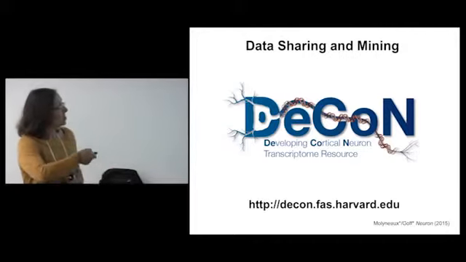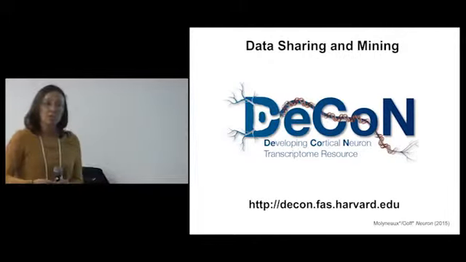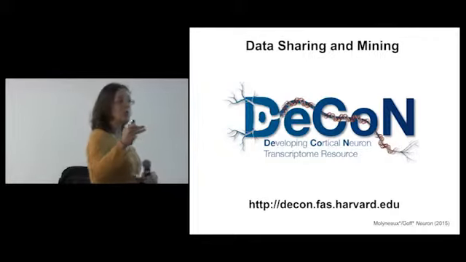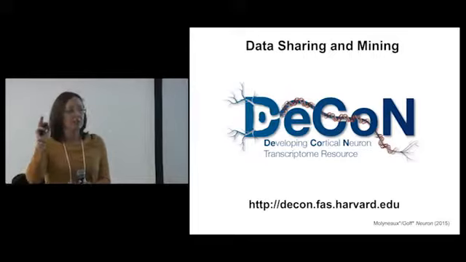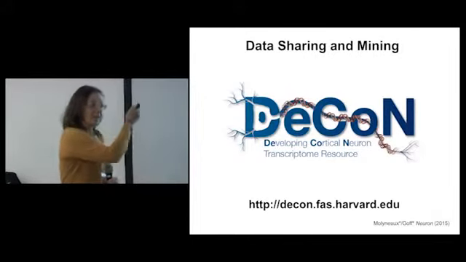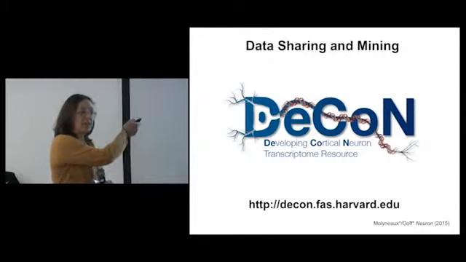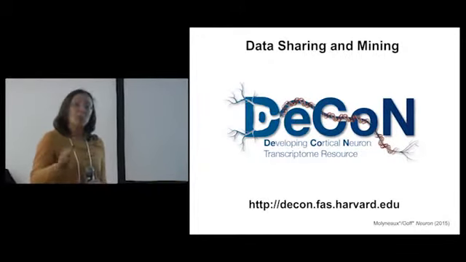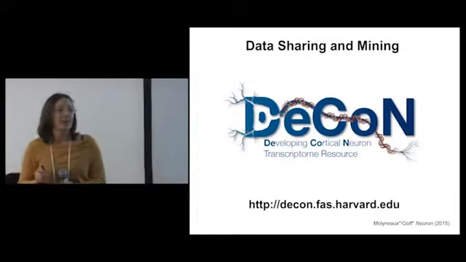The first one of which we call DCON, for Developing Cortical Neuron Transcriptome Resource. This website is an easy-to-use interface where you go in, type in your gene of interest, your neuron of interest, your molecular pathway of interest, and it will pull up the data, of which I showed you just the tip of the iceberg, that we generated in an analyzed form. You also can access the raw data if you are interested in analyzing it.